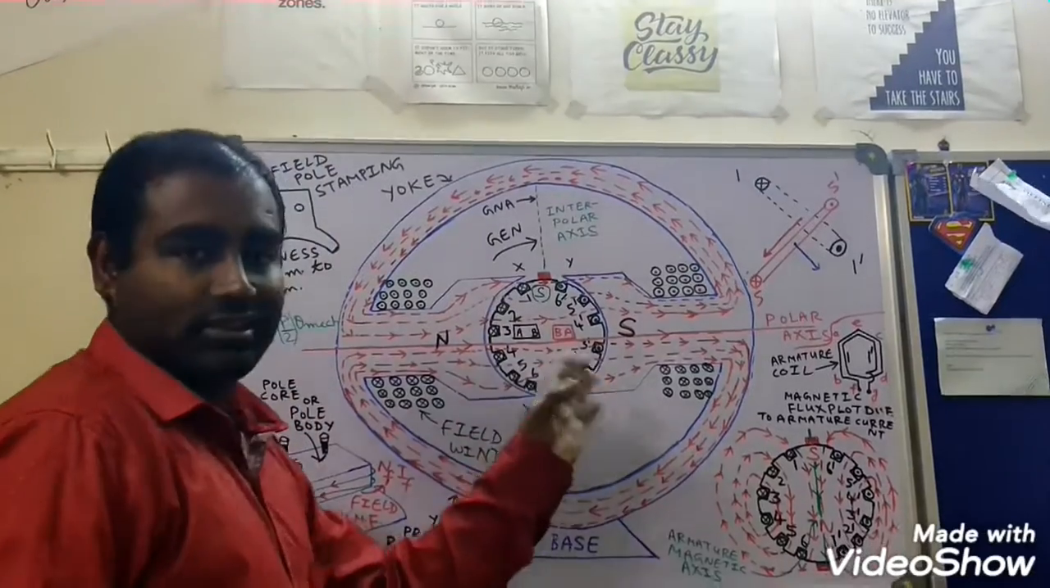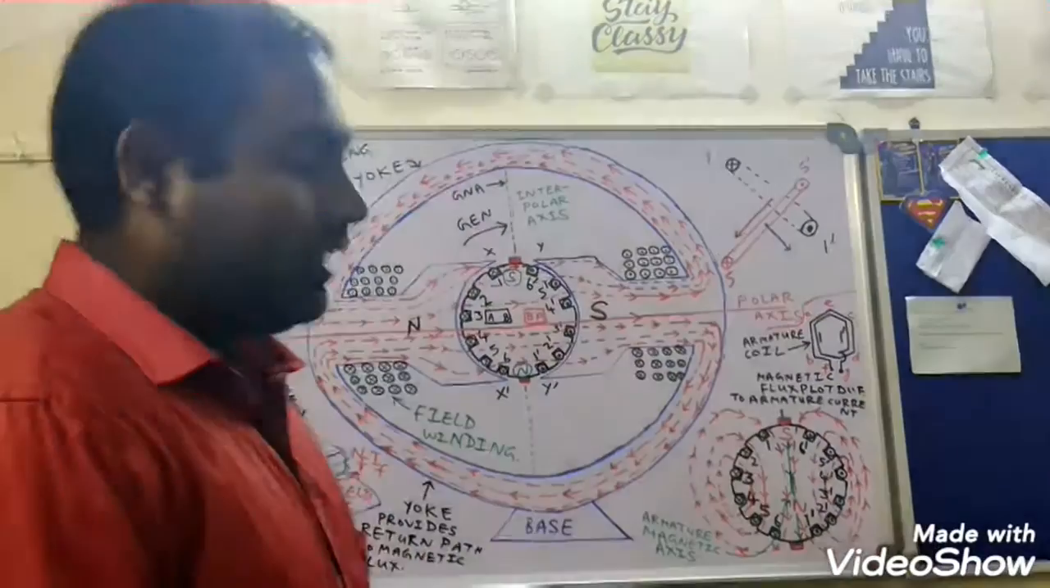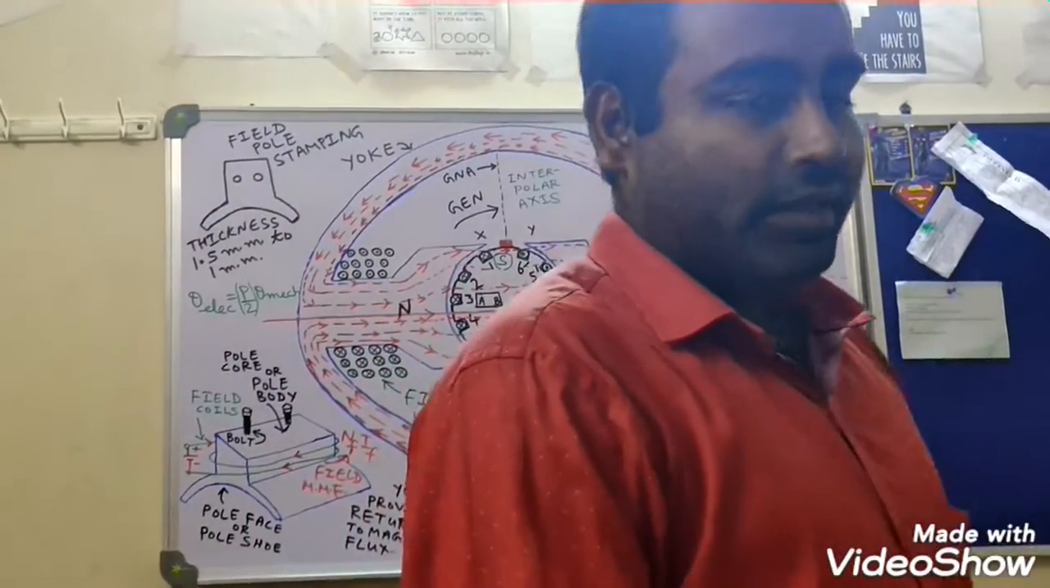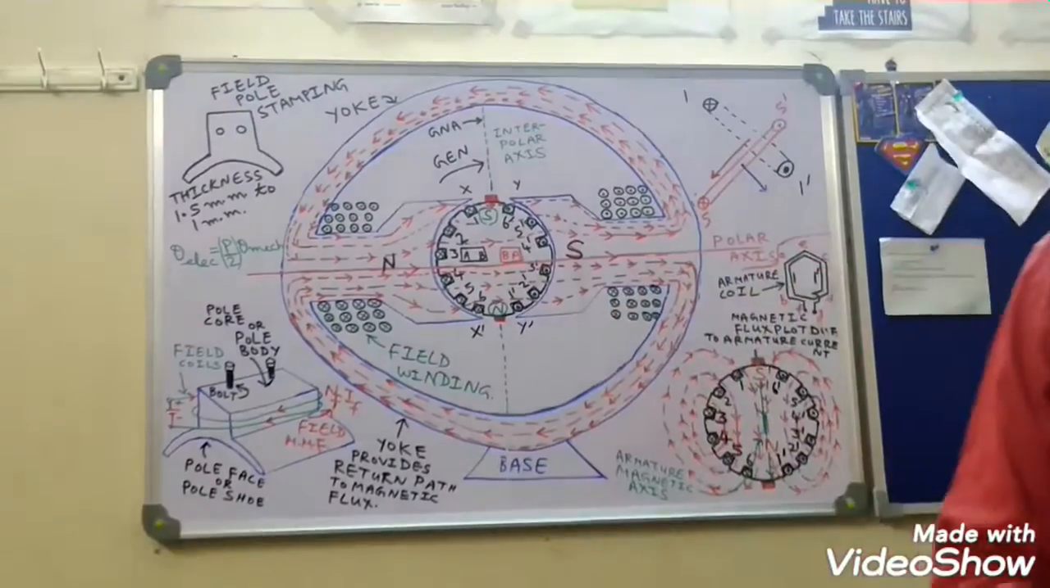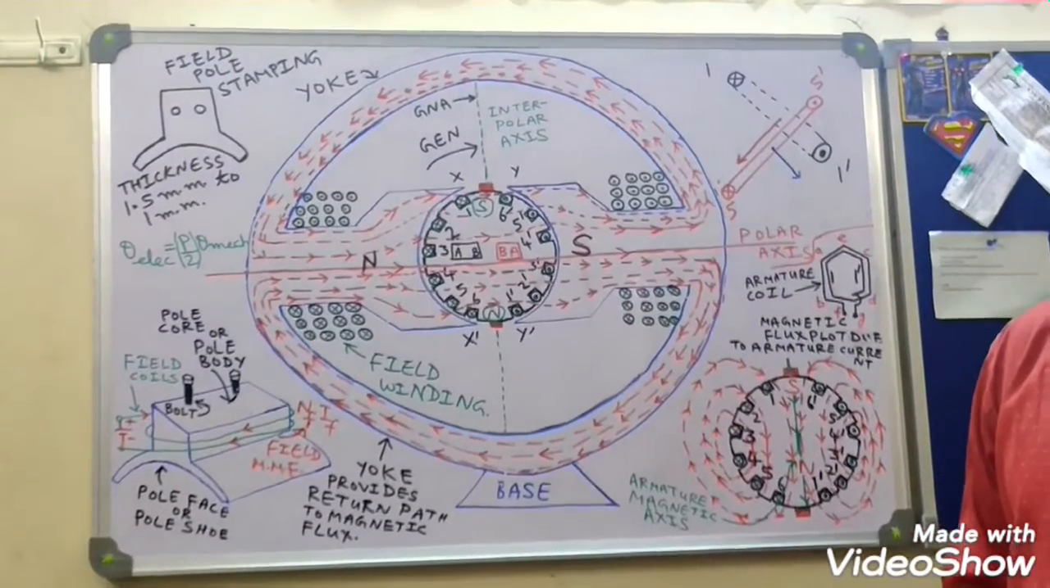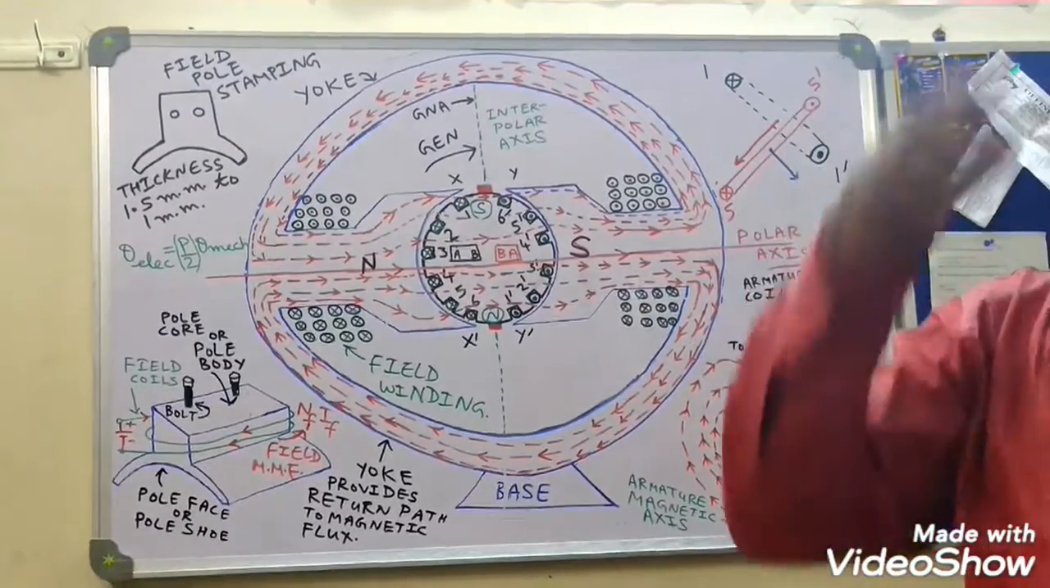Over here 1 dash, 2 dash is like that. But what about the meaning of concentrated winding? In case of concentrated winding, you will find that the magnetic axis of all the coils will be aligned in space.